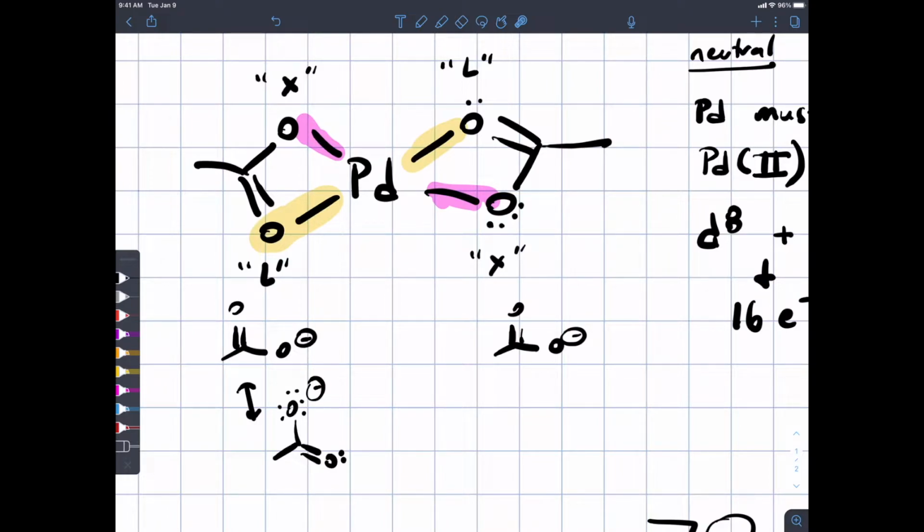Could it be in resonance while it's in the complex? You bet. And actually, if you want to do this, and some people do it, and that gets even worse at keeping track of electron pairs, you totally can. And in that case, all you would know is that one is X and one is L. I don't particularly like that. I have to undo all my little dots. But that's the idea. Okay, what else?